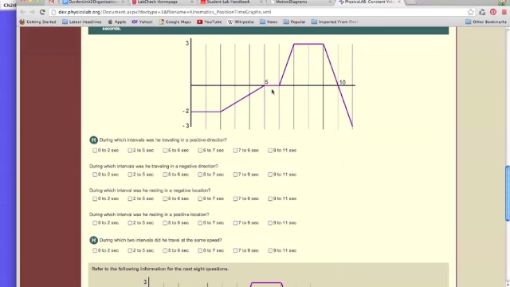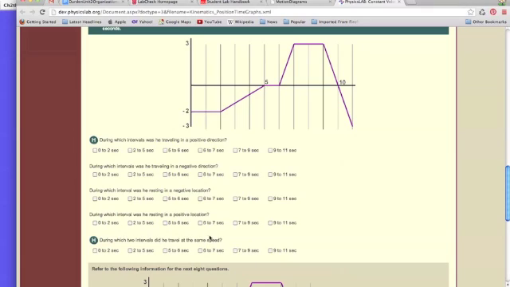During which interval was he resting in a negative location? Well, there are two resting places. There's here, and there's here. Here, he's resting at the origin, which is not a negative location, but here, he's resting at -2. So resting in a negative location happens between 0 and 2 seconds. Resting in a positive location, this is not positive, 0. This is positive. So from the 7th second to the 9th second, resting in a positive position.